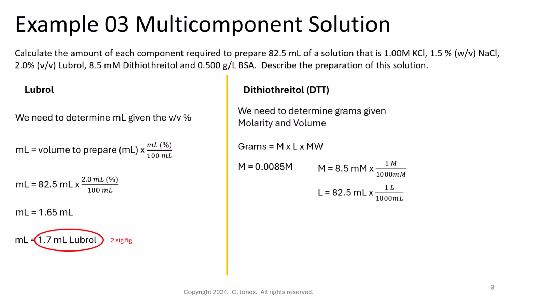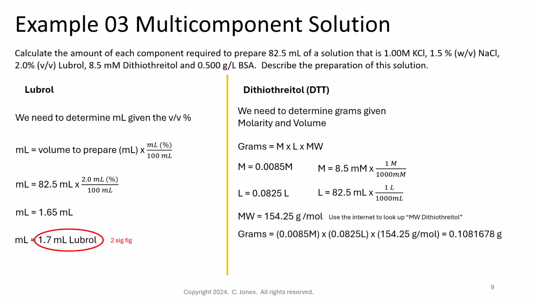We need to convert the volume into liters, and so 82.5 mLs becomes 0.0825 liters, and we can look up the molecular weight of dithiothreitol, which is 154.25. So again, we have all the numerical values. We're going to plug those into the equation, run it through our calculator, and come up with an answer of 0.1081678 grams. You guessed it, too many significant figures.